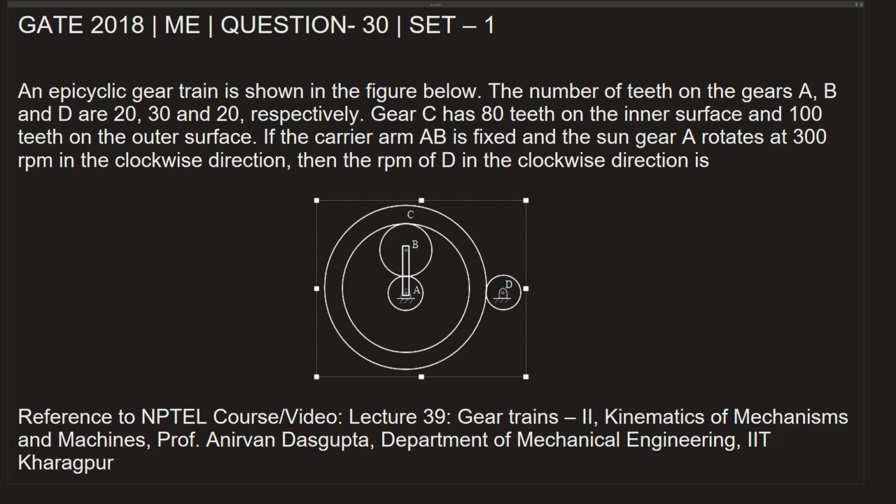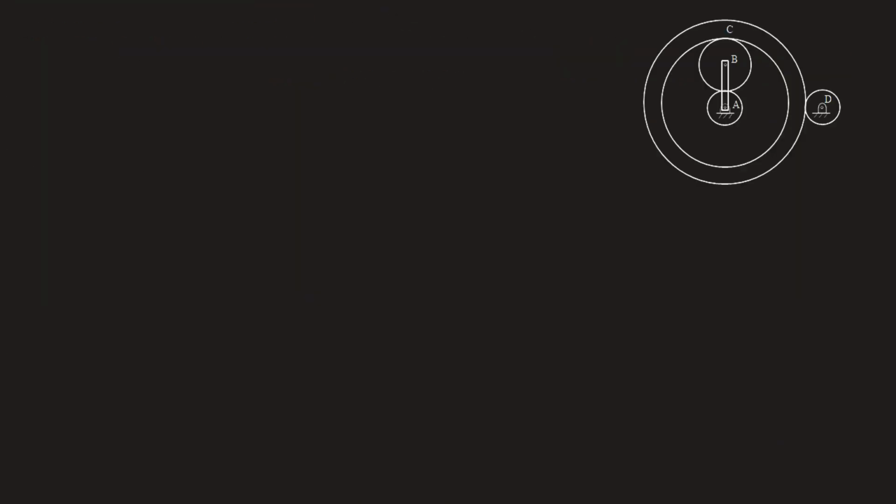Let's find out. As the carrier arm AB is fixed, that means the angular speed of AB will be 0. So we can take the absolute velocities of all the gears. Let's write the other given things here.